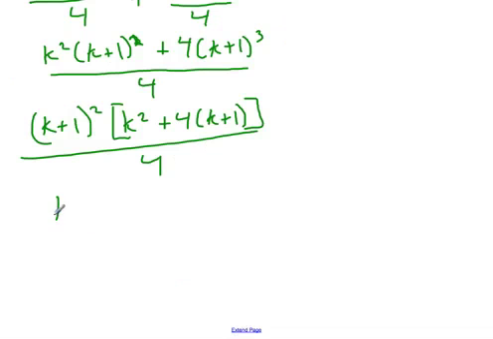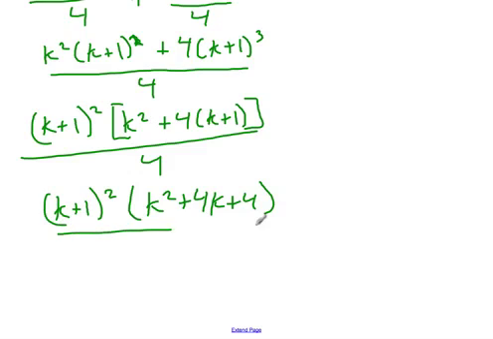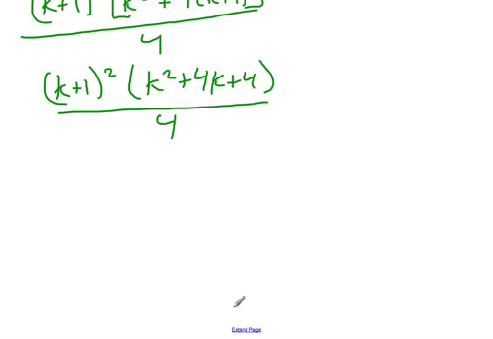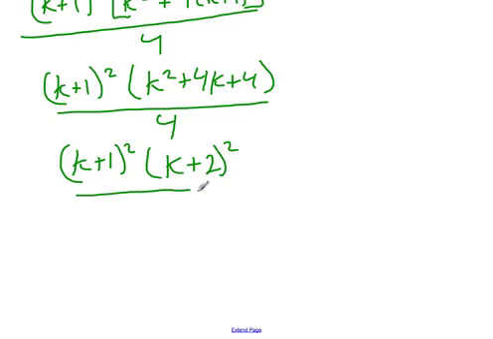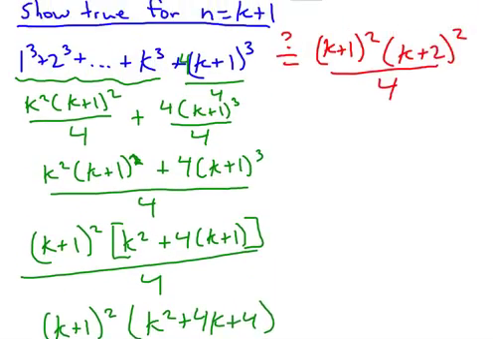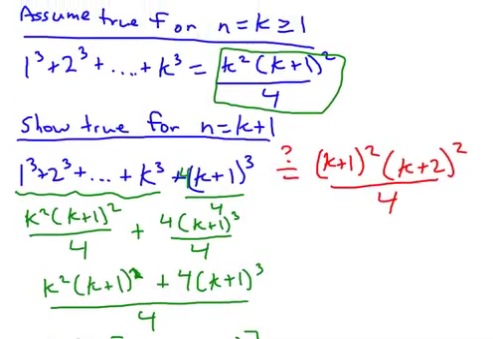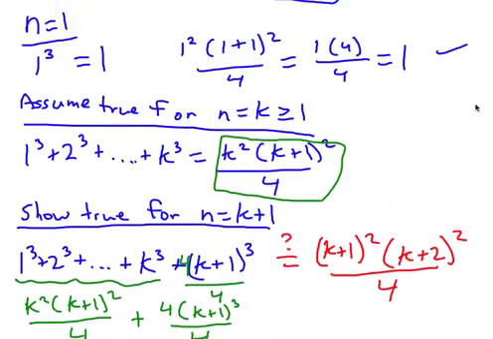And next we can simplify what we have in the brackets here. That's k squared plus 4k plus 4. And what we have in the brackets over here is actually, if we factor it, k plus 2 squared, out of 4. And I think we're done. Yes, that is what we're trying to get. So that is the same as what we were trying to prove.